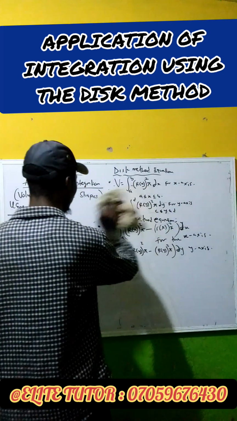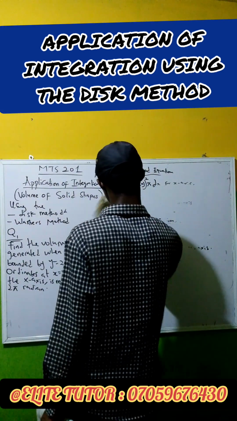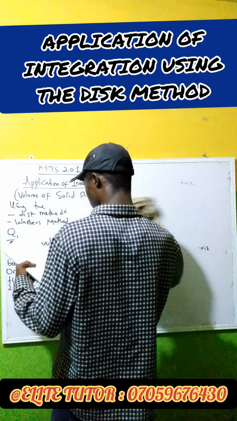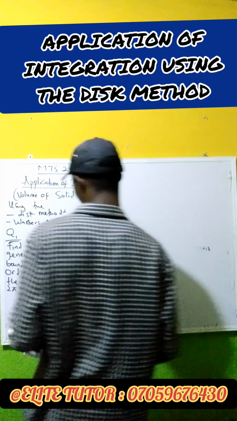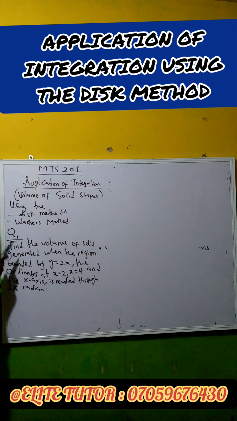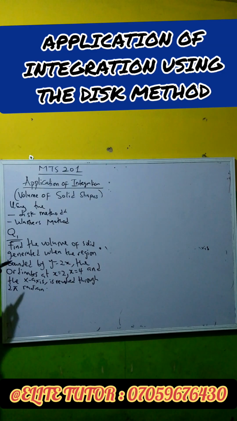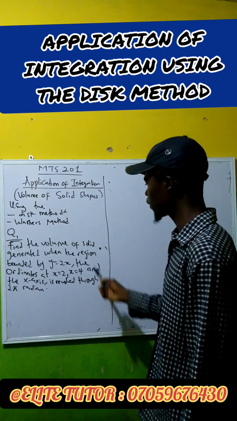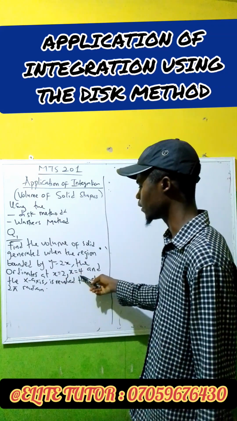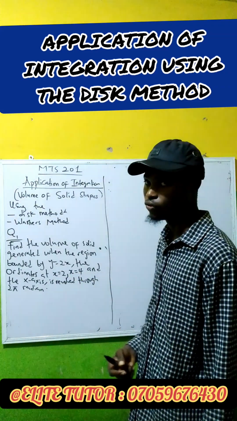Alright, so I'm going to be cleaning this. I hope there's no mistake in the question. Now, look at this question. It says find the volume of solid generated when the region bounded by y equals 2x, the ordinate at x equals 2, x equals 4, and the x-axis is revolved through 2 pi radians. So no issues about this question. You can see clearly that this kind of question is basically on the x-axis, so you wouldn't need to stress yourself much.